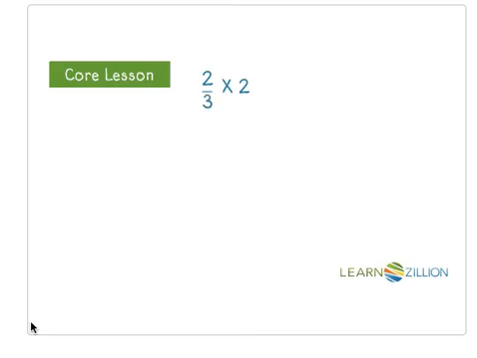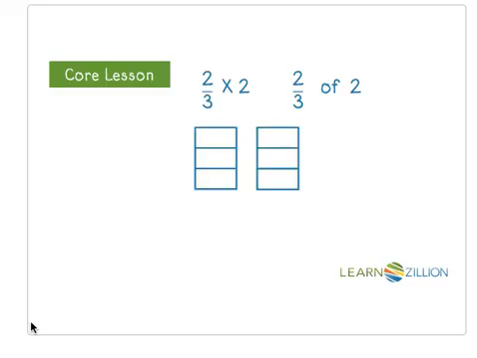We have been solving equations where the whole number is multiplied by the fraction. Let's solve an equation where the fraction comes first. 2/3 times 2. This means that we want to find 2/3 of 2. First, we should draw a fraction model of 2 and divide each one whole into 3 parts, or thirds. Since we want 2/3 of each whole, we will shade in 2/3. Now we can add the thirds that are shaded. 2/3 plus 2/3 equals 4/3.